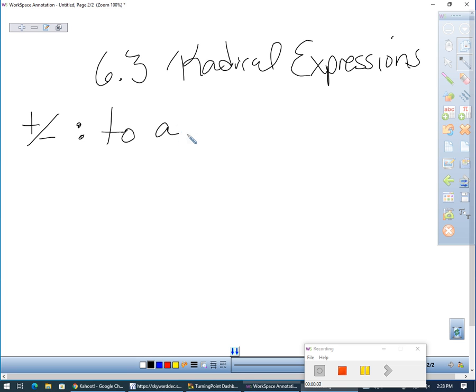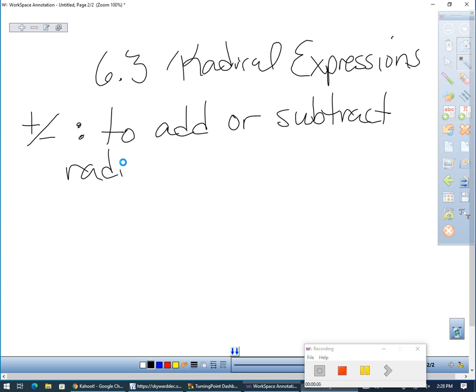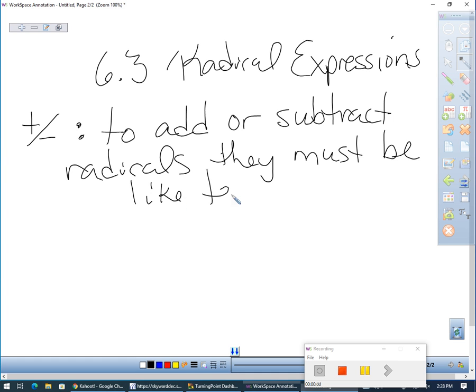To add or subtract radicals, they must be like terms. So they have to be the same in order to add them together. What I mean is, if I have, for example, 2 square root 3 plus 7 square root 3, those are like terms. So we just add the front number. That means we're going to have 9 square roots of 3.